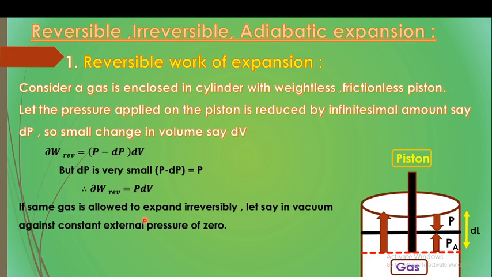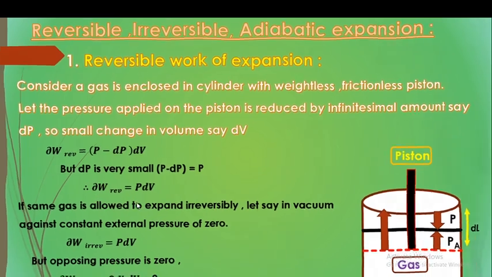This is the expression for the reversible expansion. Now if the same gas is allowed to expand irreversibly, let's say in a vacuum against a constant external pressure of 0, what happens? The work done for the irreversible process is dW irreversible equal to P into dV, but the condition is against a constant external pressure of 0. If the pressure is 0, what will be the work done? 0 into dV, that is 0. Therefore, for the irreversible process, work done is 0, and for the reversible process, work done is P into dV.